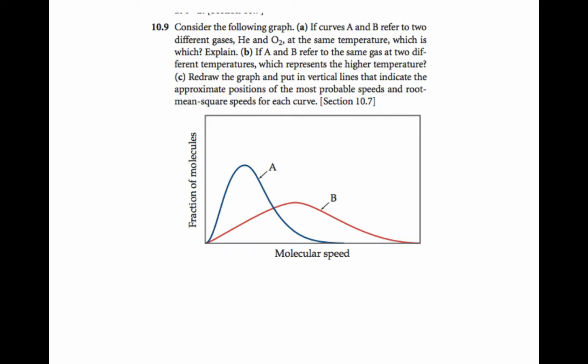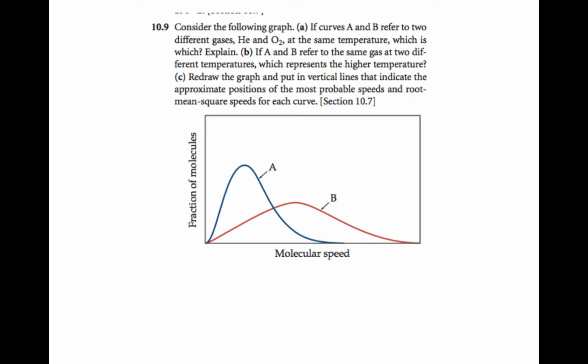Number 9, consider the following graph. If curve A and B refer to 2 different gases, helium and oxygen at the same temperature, which is which? Explain. Okay, so they're at the same temperature, so that means they have the same average kinetic energy. But because the one gas is lighter, it's going to move faster.